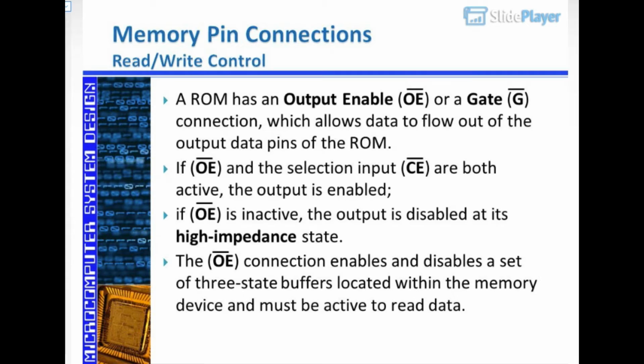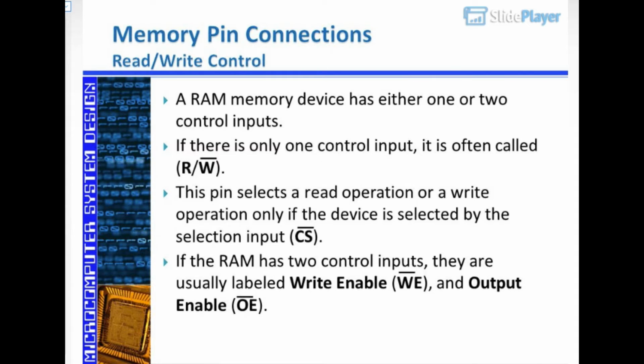Memory pin connections. Read/write control. A ROM has an output enable (OE), or a gate (G), connection, which allows data to flow out of the output data pins of the ROM. If OE and the selection input, CE, are both active, the output is enabled. If OE is inactive, the output is disabled at its high impedance state. This OE connection enables and disables a set of 3-state buffers located within the memory device and must be active to read data.